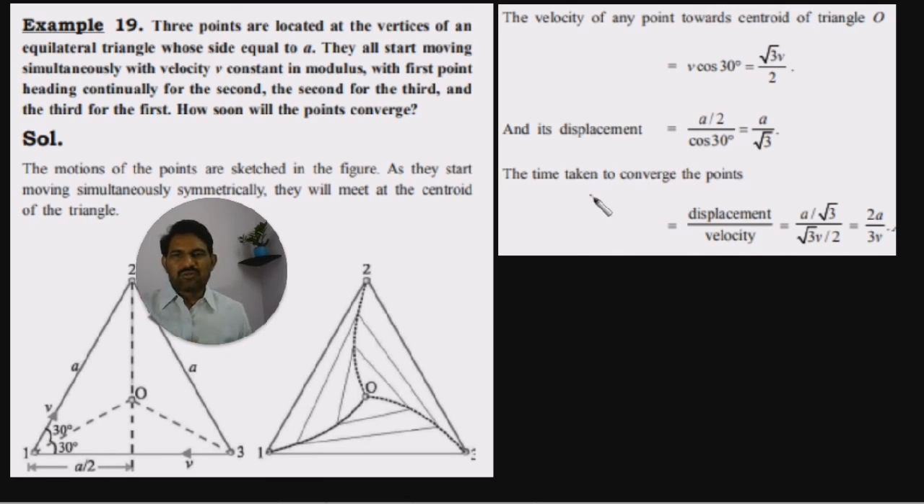This is one method. We just find the velocity of this object directed towards the center of the figure, and we find how much distance there is between the initial position and the final position. That means the final position will be the center of the triangle only, or the center of this given figure only. So then we find the distance between them, and we just write the displacement by the velocity here. The other method is we find the relative velocity here. So let us see by the relative velocity method.